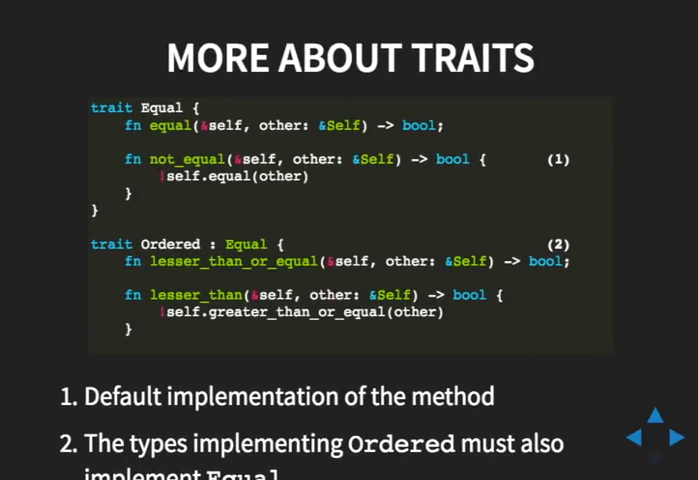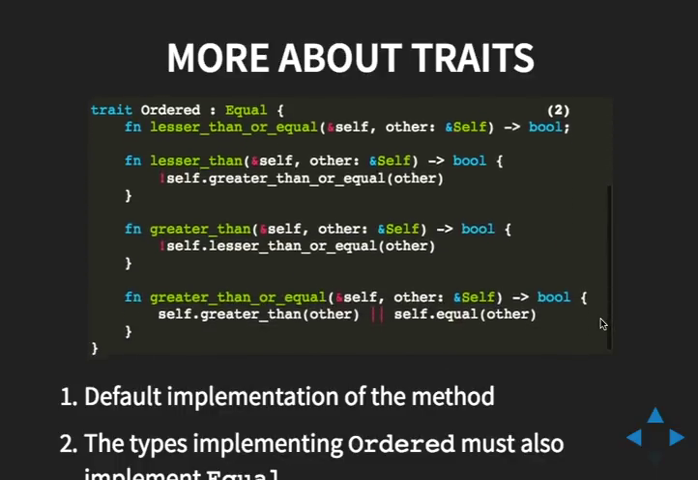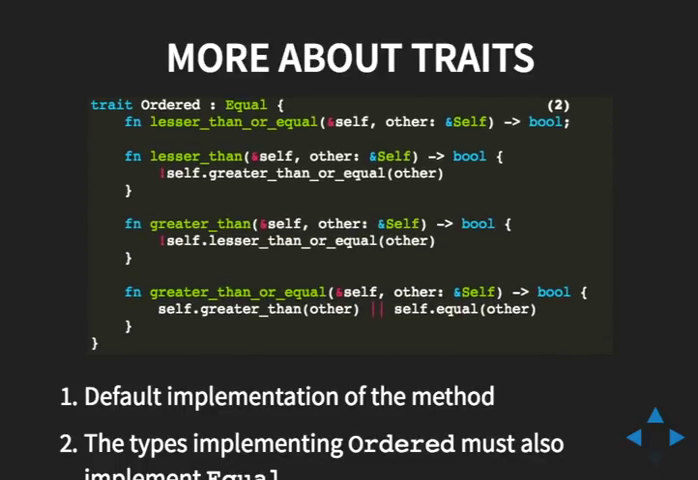Let's see a more complex example. Here we have a trait Equal. But as you can see here, the not_equal method has a body. This is the default implementation. So that means that when you implement this trait, you only need to provide the function equal. You're not bound to declare also the not_equal function. If you don't, it will use this default implementation. In the second example, the Order trait, we use the colon Equal, which means that when you want to implement the Order trait on your type, it must also implement the Equal trait on this type.